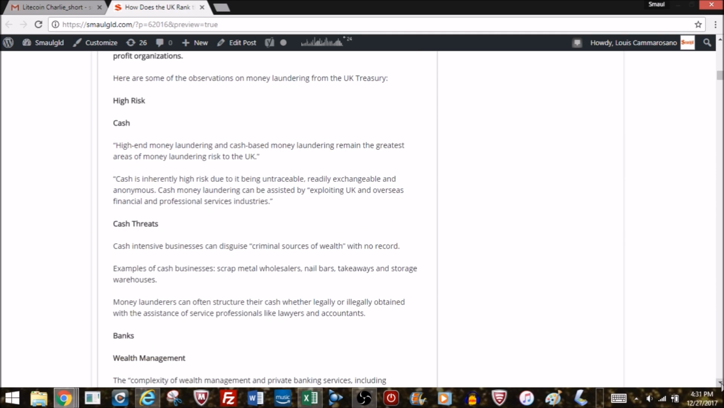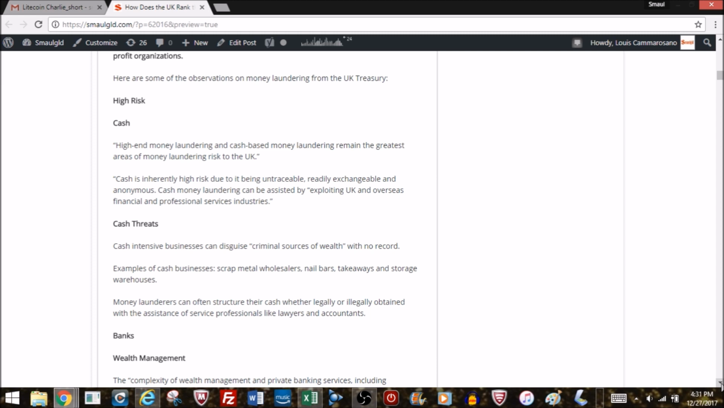High risk at the top, no surprise, cash. Quote, high-end money laundering and cash-based money laundering remain the greatest areas of money laundering risk in the UK. I think they mentioned 45% of transactions in the UK currently are in cash, and that's down from about 60% a few years ago, and they expect that number to go lower. That's still a substantial portion of the economy that is cash-based in the UK.